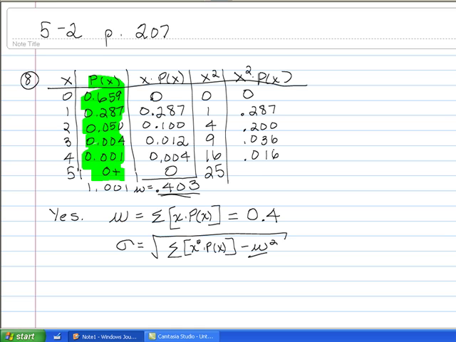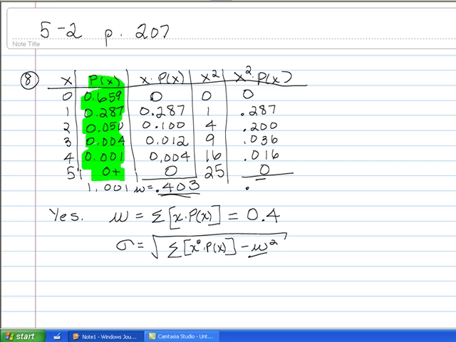So again, we want to add these up. So I'm going to add my numbers in that last column. And I'm getting 0.539.